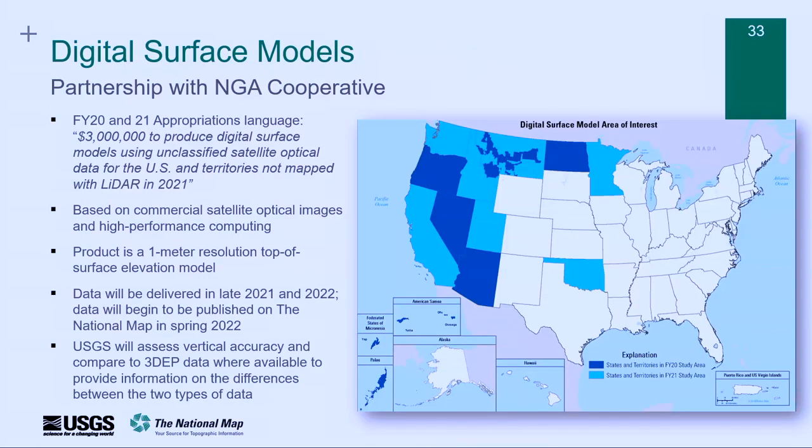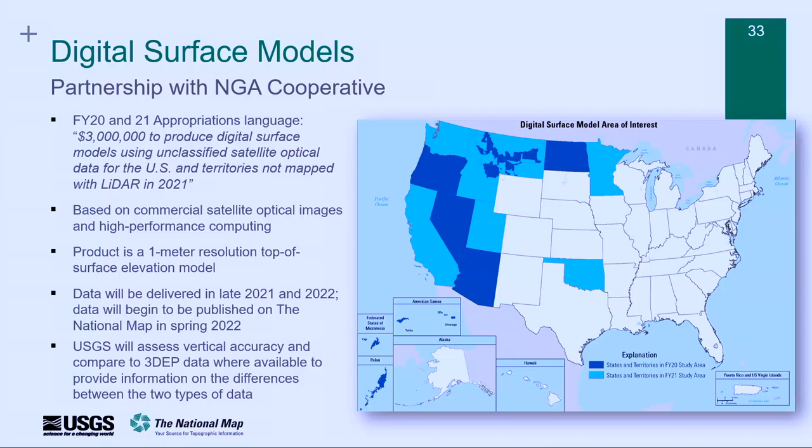And the last thing we want to talk about here is digital surface models. We have a partnership that is established with the National Geospatial-Intelligence Agency. FY20 and FY21 appropriations have been provided in the amount of $3 million to produce digital surface models for the U.S. and territories that have not been mapped by LiDAR. And you can see it's mostly in the West, and we have some of the Pacific Islands, including Palau, American Samoa, and the Mariana Islands.